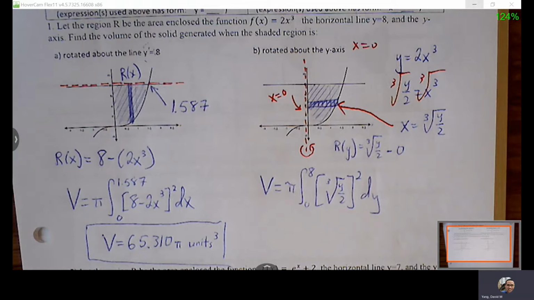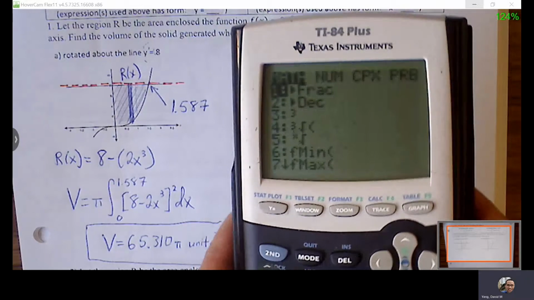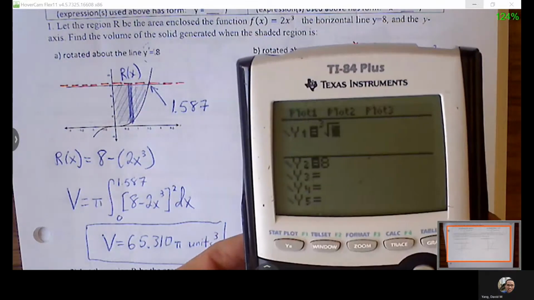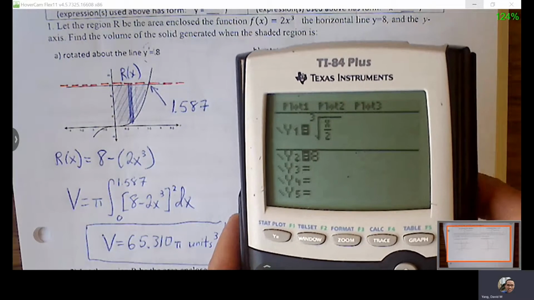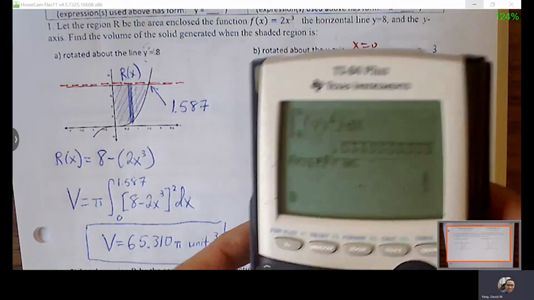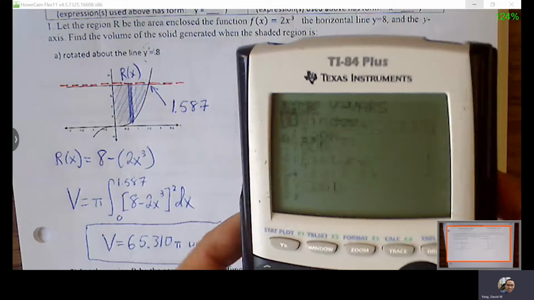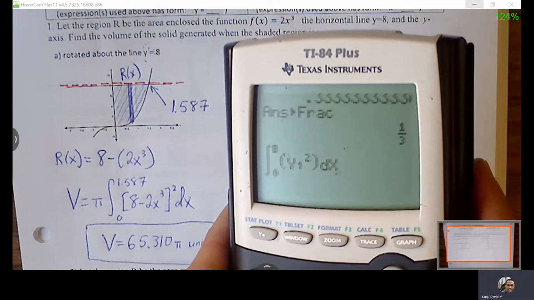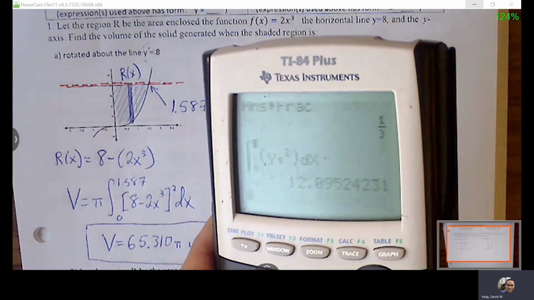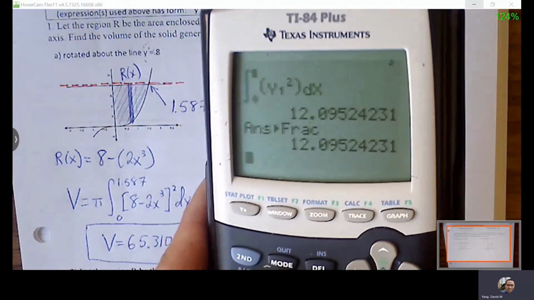Okay, practice entering into your calculator. If you want to get to cube roots, you can do math 4. It doesn't convert to a decimal, so 12.095 pi.